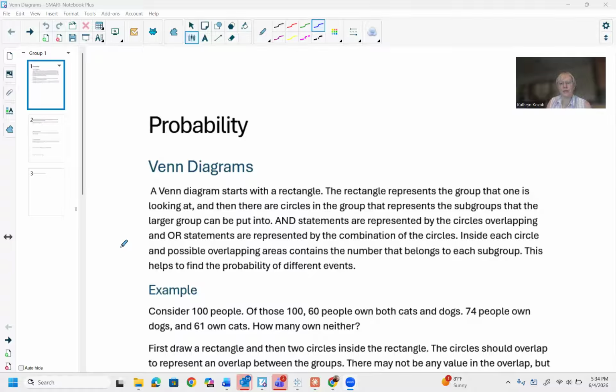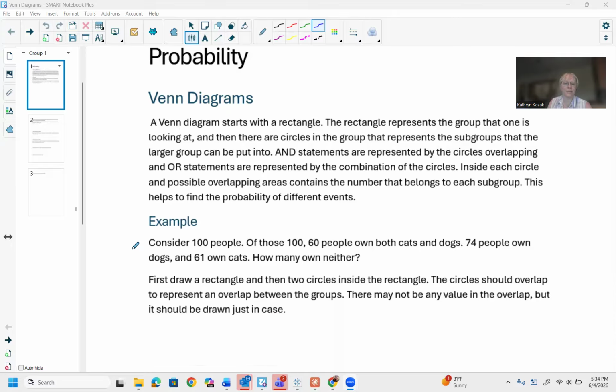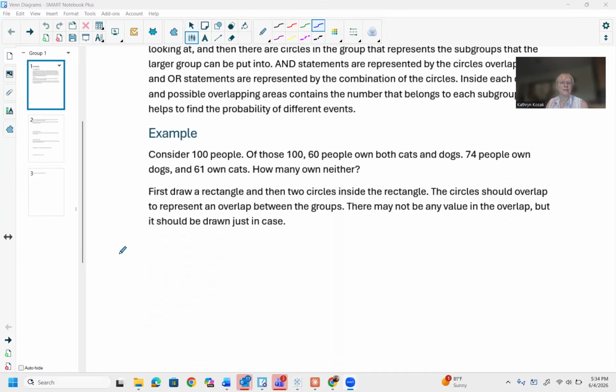And statements are represented by the circles overlapping, and or statements are represented by the combination of the circles. Inside each circle and possibly overlapping areas contains the number that belong to each subgroup. This helps define the probabilities of different events. So let's consider an example.